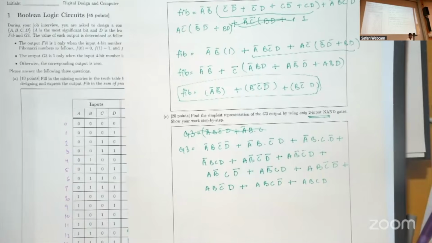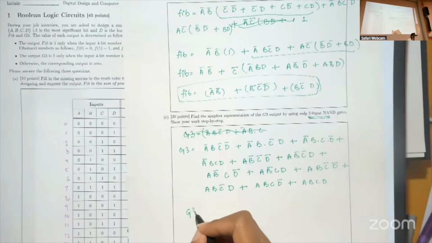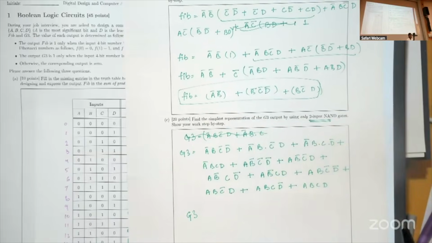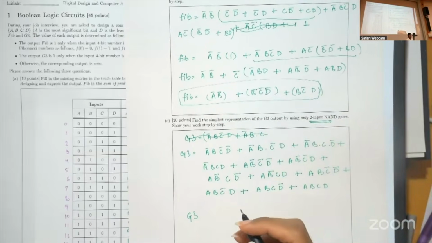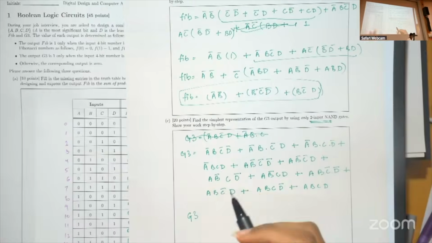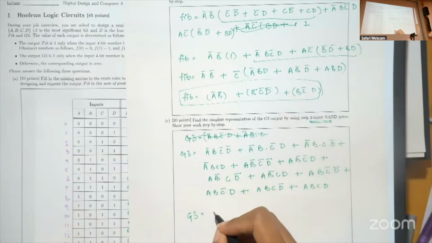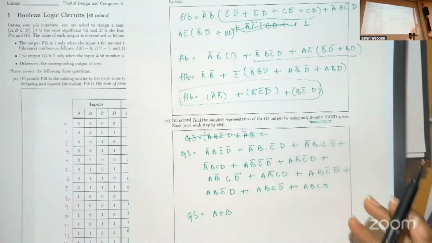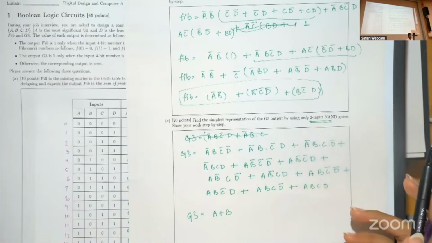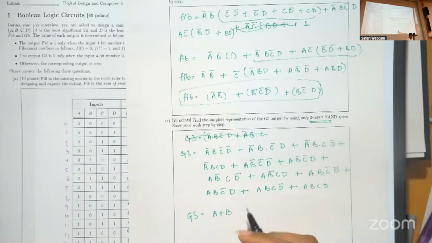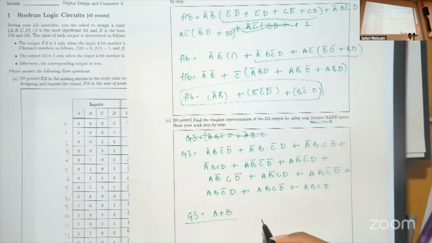So if you optimize it similarly using the approach that we discussed in part B, I will just discuss the important part here. So after optimizing it with the same technique used in part B, you will end up with A plus B. So the crux of this question is that you have to represent the output using only 2 input NAND gates. So how will you convert this form into 2 input NAND gates?